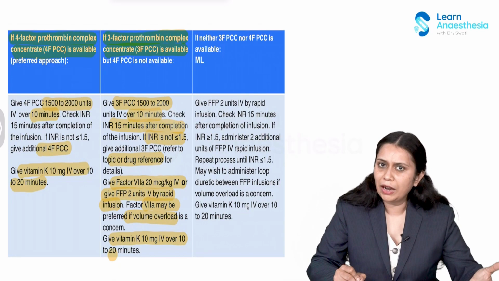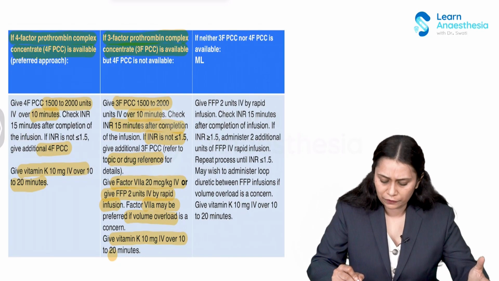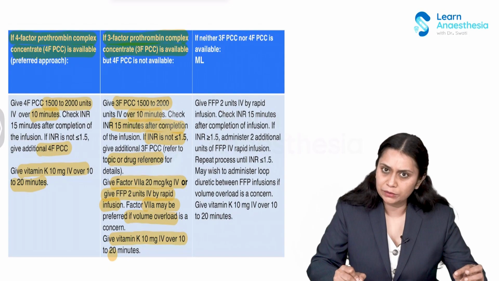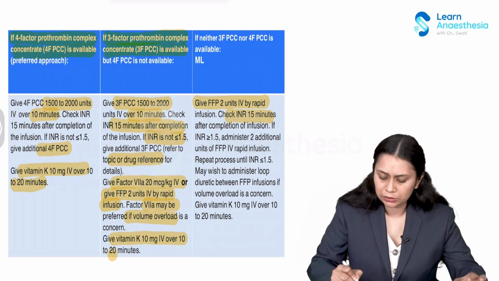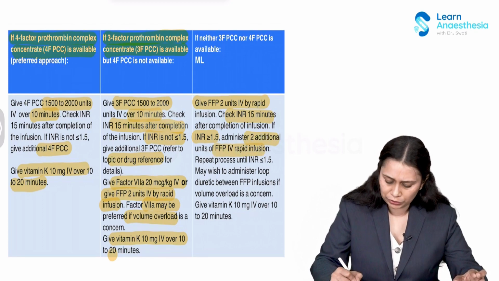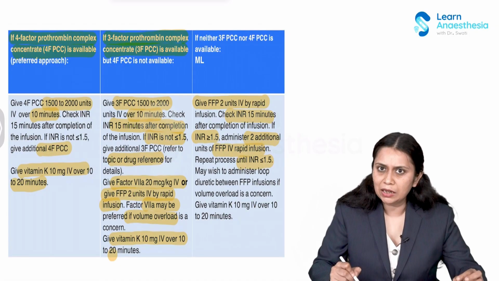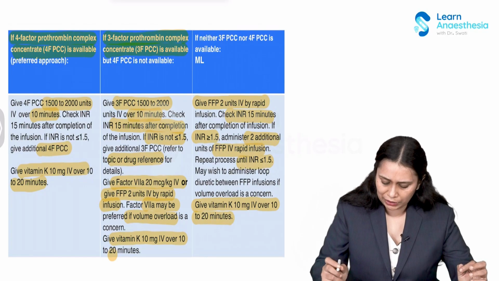If neither 3-factor prothrombin complex nor 4-factor prothrombin complex concentrate is available, we have to give FFP, right? Give FFP 2 units IV by rapid infusion. Check INR after 15 minutes. If still more than 1.5, give 2 additional units of IV FFP with rapid infusion. Repeat the process until INR is less than 1.5. And definitely we give vitamin K 10 milligram IV over 10 to 20 minutes.